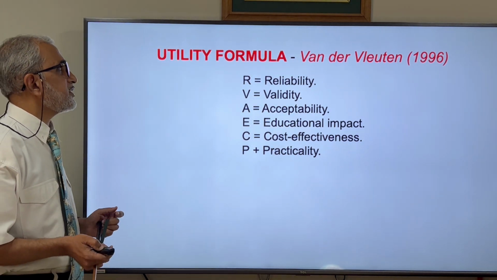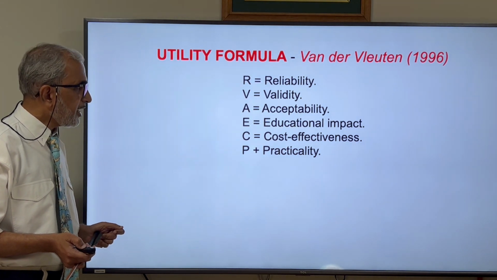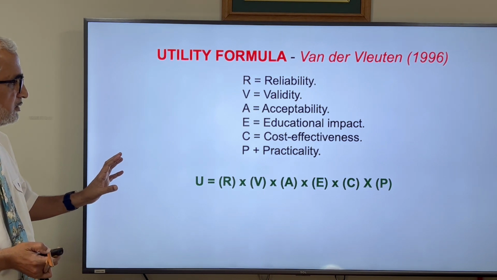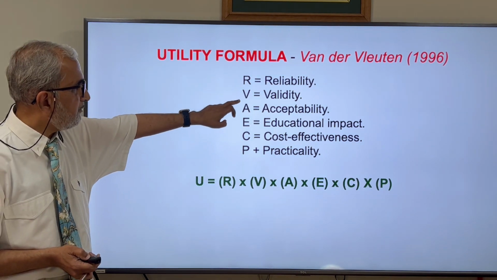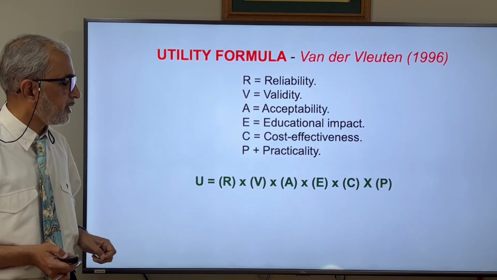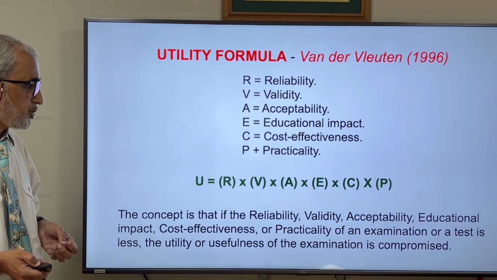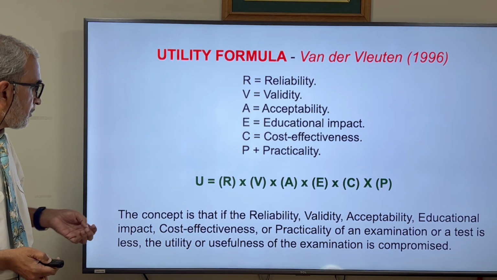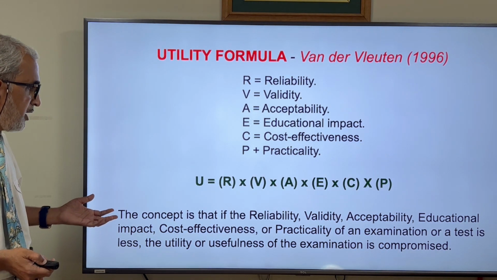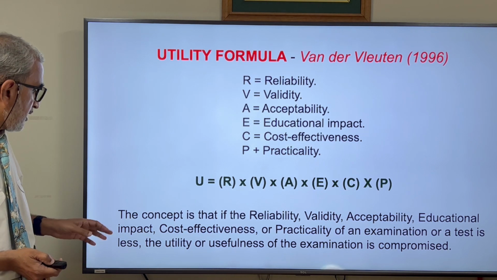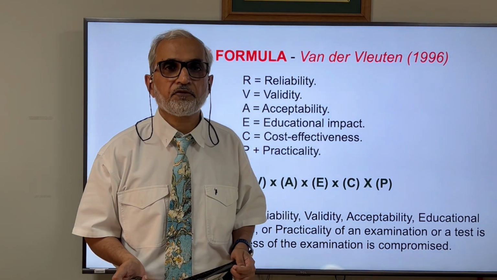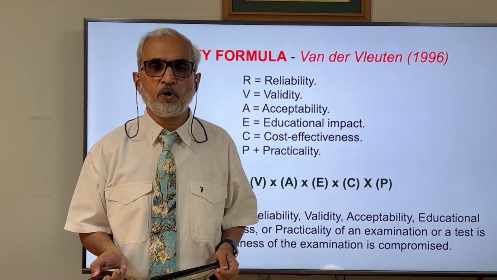Van der Vleuten in 1996 gave us a formula which said the utility of any examination is a byproduct of reliability, validity, acceptability, educational impact, cost effectiveness, and practicability. In simple words, the concept is that if the reliability, validity, acceptability, educational impact, feasibility, etc. of an examination or test is less, the utility or usefulness of that examination or test will be compromised.